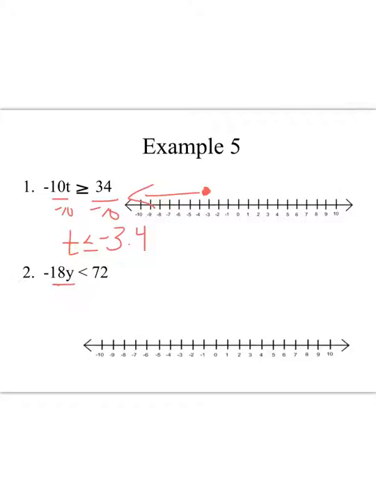So to get the y by itself, I need to divide each side by negative 18. Because I'm dividing by a negative, that sign is going to flip from less than to greater than. And y is greater than or equal to negative 4. Open dot at negative 4. Y, or my variable, needs to be greater or larger than negative 4, so my line is going to go to the right.